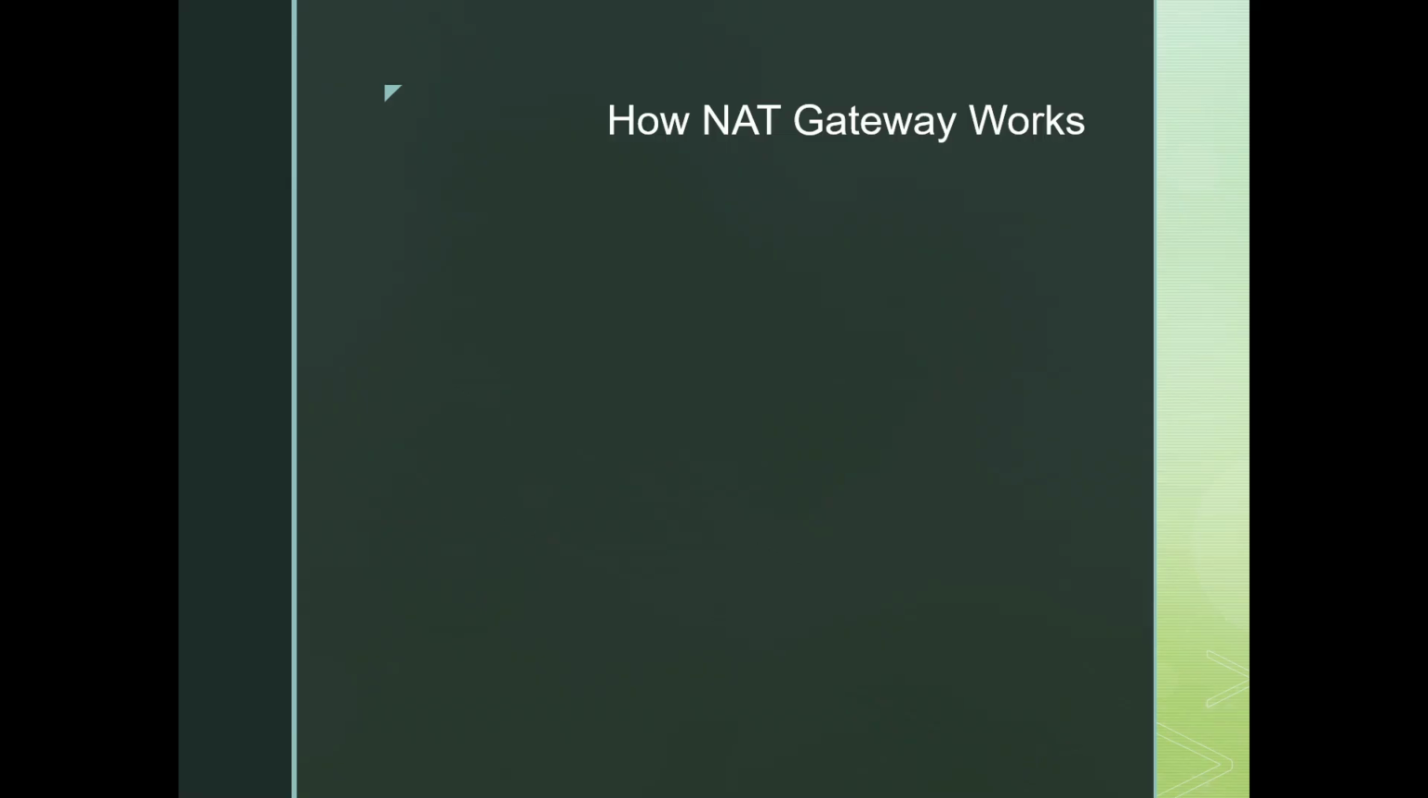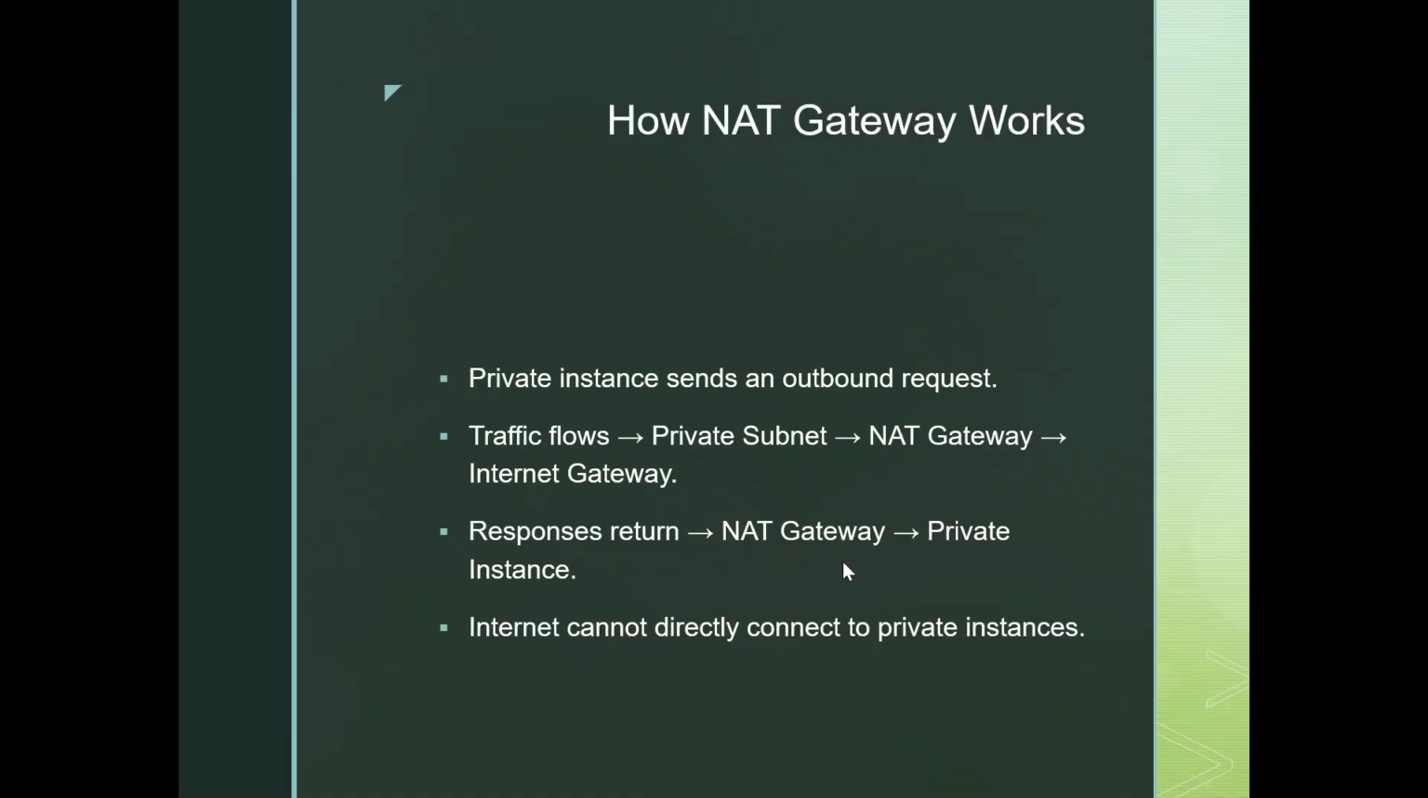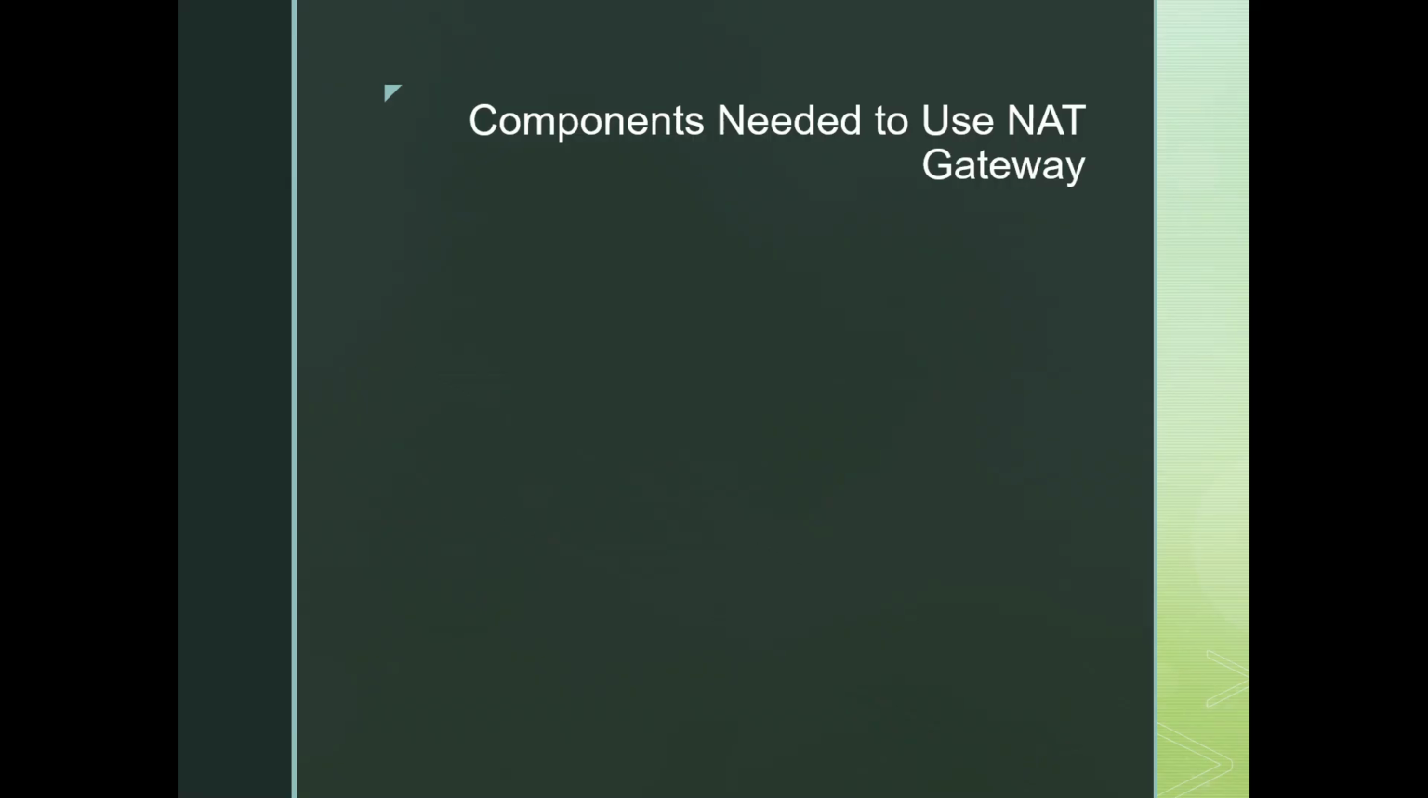Next, we'll see how NAT gateways work. The private instance sends an outbound request, for example, for downloading OS updates or packages. The traffic flows from the private subnet to the NAT gateway and the internet gateway. The response returns through the NAT gateway to the private instance. The internet cannot directly connect to the private instance. Next, the components needed to use NAT gateways.